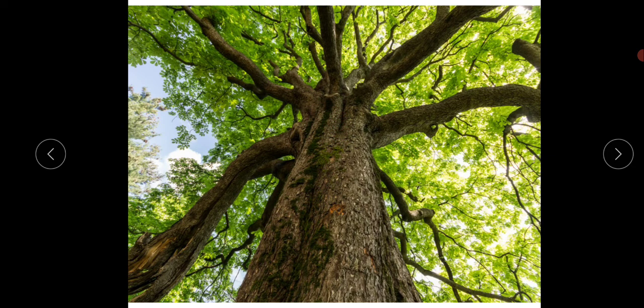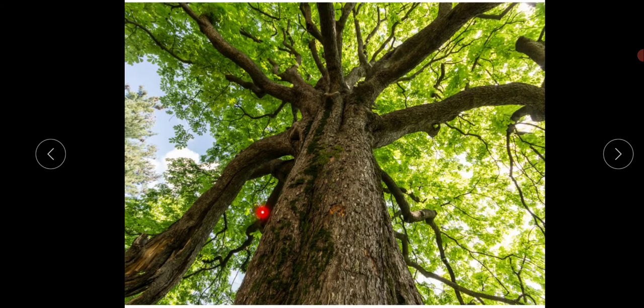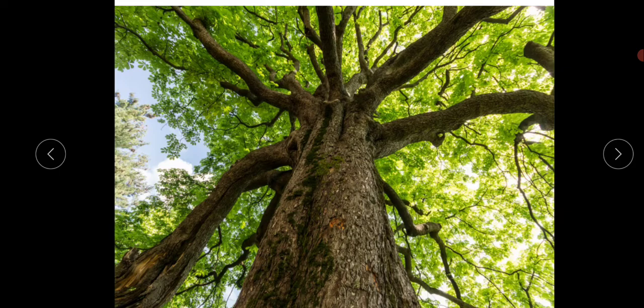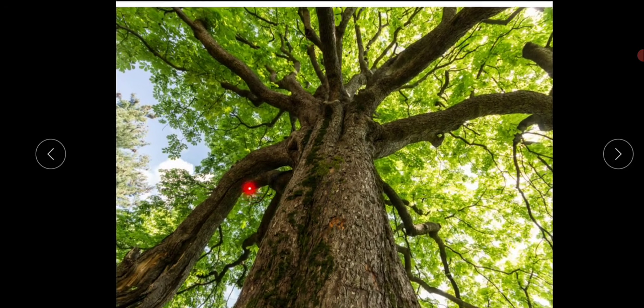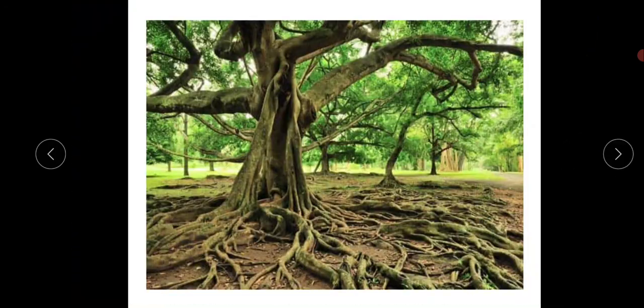Yeah, they have a very hard and brown stem, which is called the trunk. This is called a trunk, children. This one is called a trunk. In this tree also you can see there is a trunk. In this tree also you can see there is a trunk. This is also a trunk. This is also a trunk. Each and every tree has a trunk, children, remember. Yeah, every tree has a trunk.